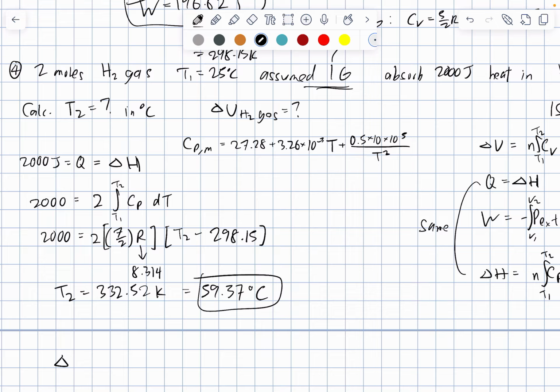So, okay. Now, we search for internal energy. But wait, let's verify. Let me verify something.